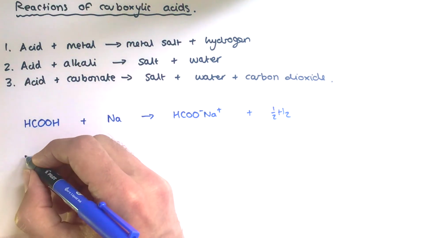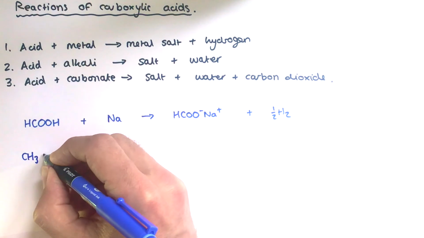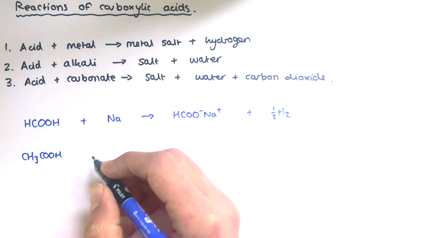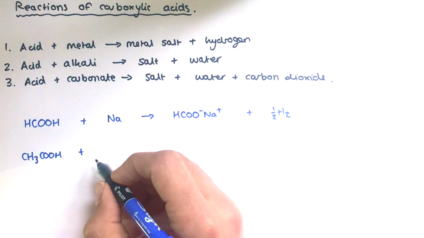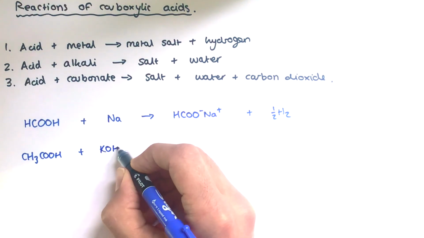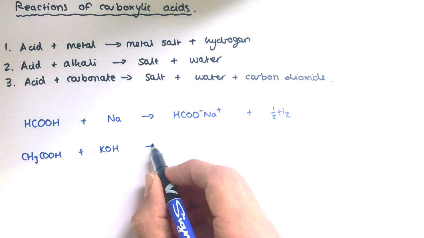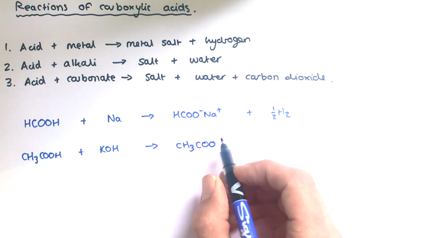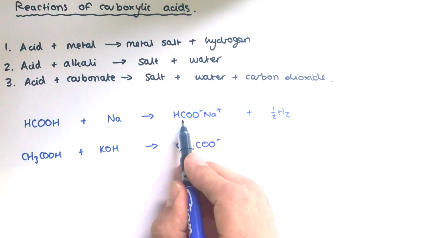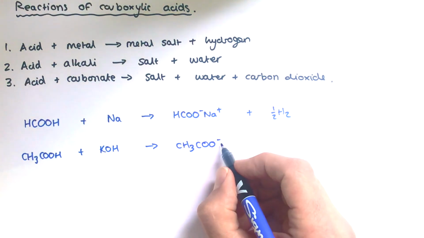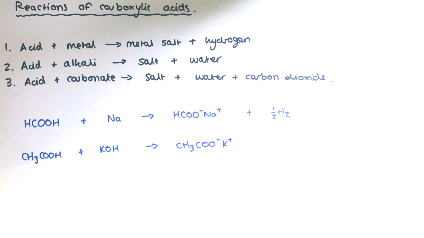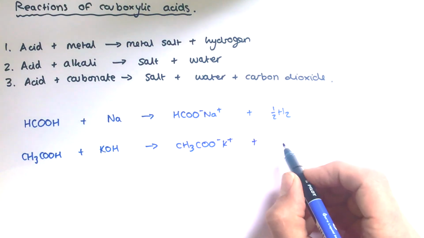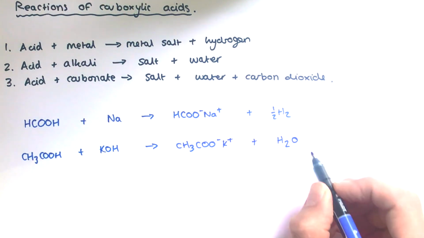Our next example, so let's just say ethanoic acid is our example. And we'll pick ourselves a strong alkali, so potassium hydroxide would be a good example here. This time we're going to produce an ethanoate ion. This was the methanoate ion, this is the ethanoate ion. We've got our potassium ion that's going to be attracted to this, and then we're going to produce some water out of this reaction here.